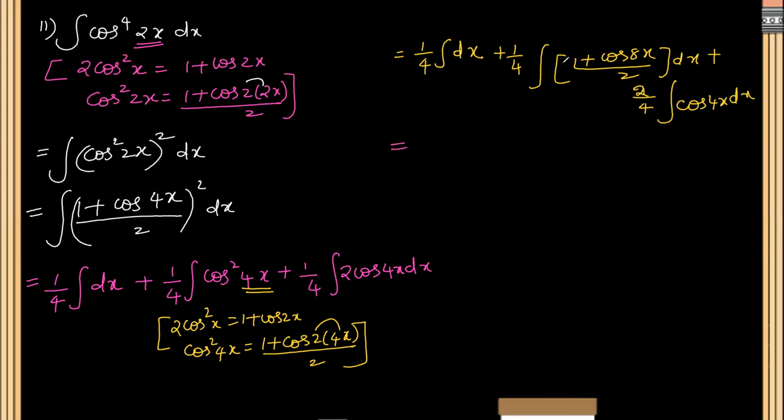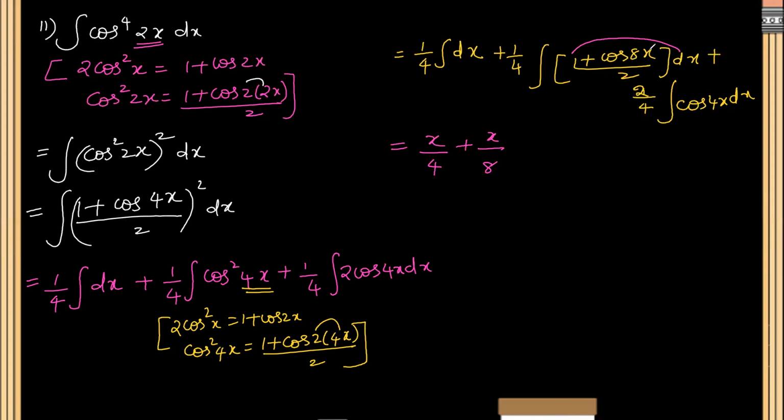This will become two terms, isn't it? And integration of dx is x. By 4 we have... this 2 if we take, it will be 1 by 8 for both the terms. Integration of dx is x. So we have x by 8.